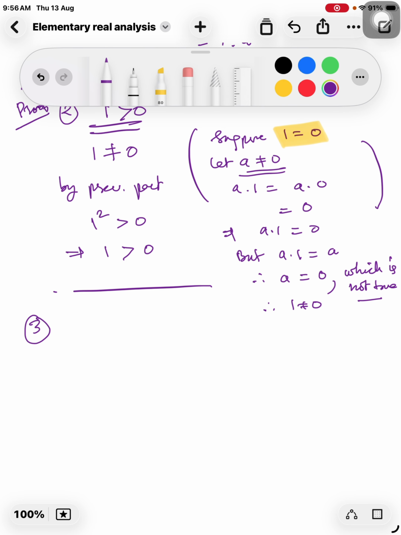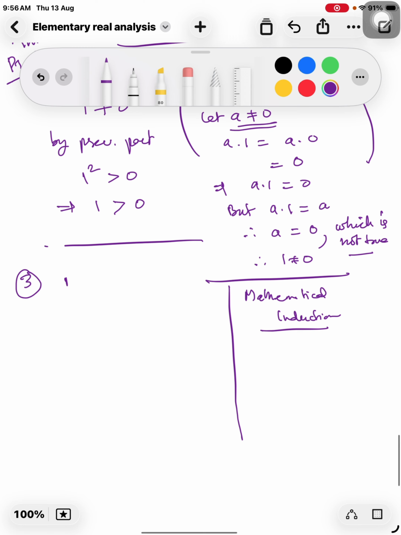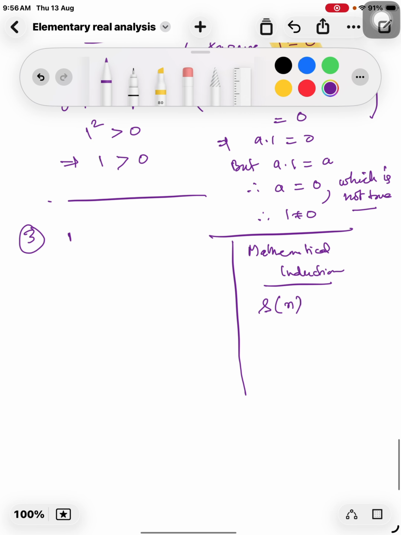Coming to the third part, we have to show any natural number n is positive. We use mathematical induction. Now what is mathematical induction? Let us see here. In mathematical induction we have some statement which depends on a natural number n. So what we do is we prove that and we have to show that this statement is true for all n. तो हम क्या करते हैं, हम शो करते हैं कि वो स्टेटमेंट n इक्वल टू 1 यानी S1 ट्रू है.